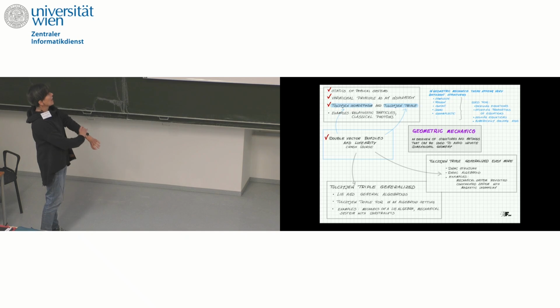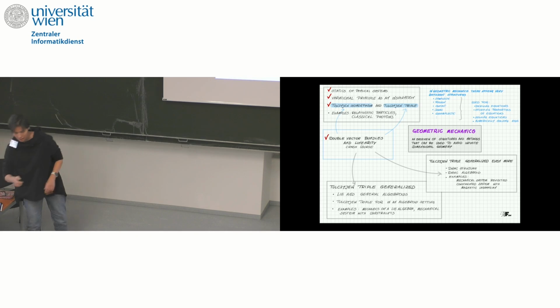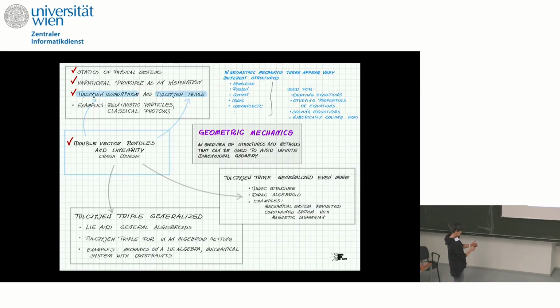Okay. So we have finished last time with, essentially, it doesn't work. I should switch it on. Here, it works. We have finished with discussing double vector bundles and the concept of linearity. And we came back to the Tulczyjew triple, which we expressed as a diagram composed of morphisms of double vector bundles. And we were about to embark on examples.